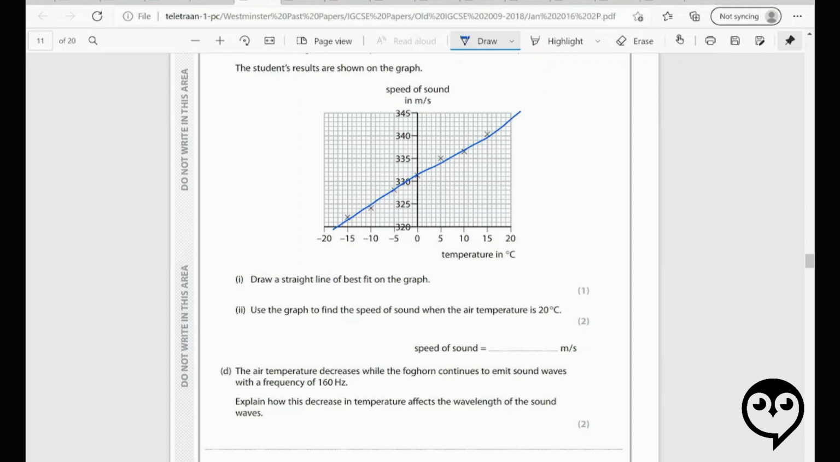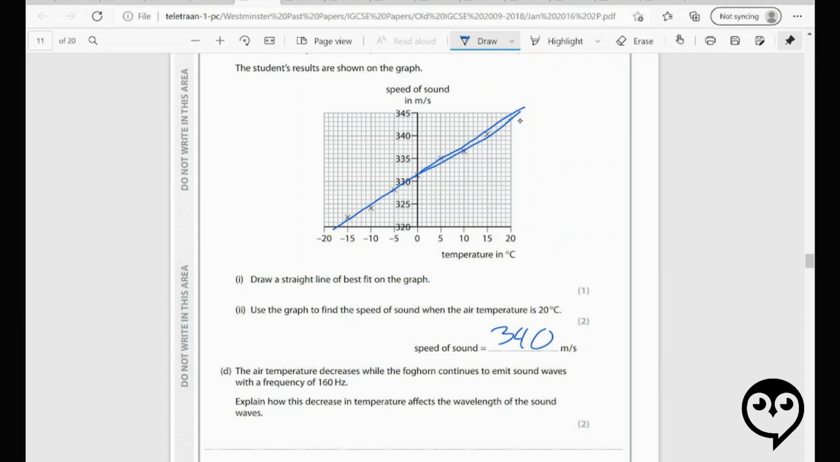I'm drawing on a tablet. I'm doing my best. That's not even a straight line. From the graph, find the speed when the temperature's... so I've not drawn the best line, but I'm going to say, let's say 340. I seem to think that's what it is anyway, from the graph.